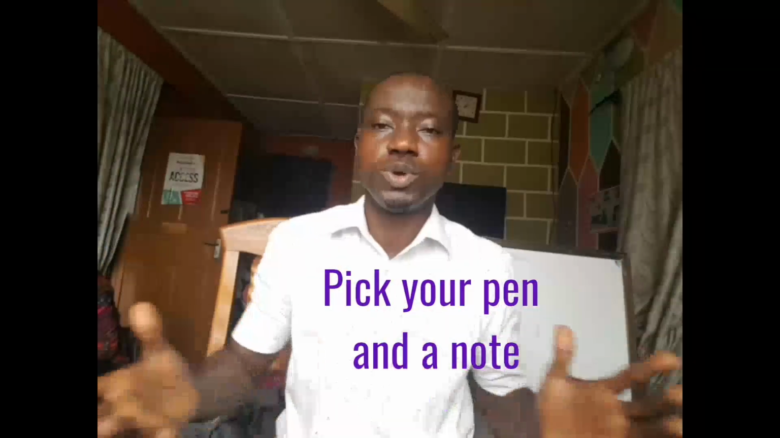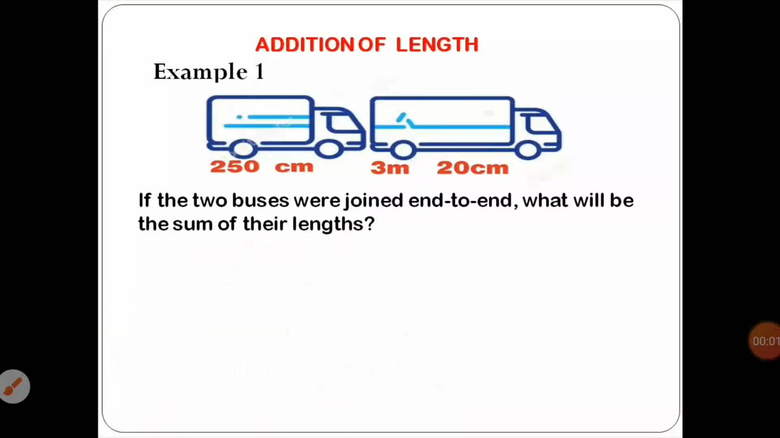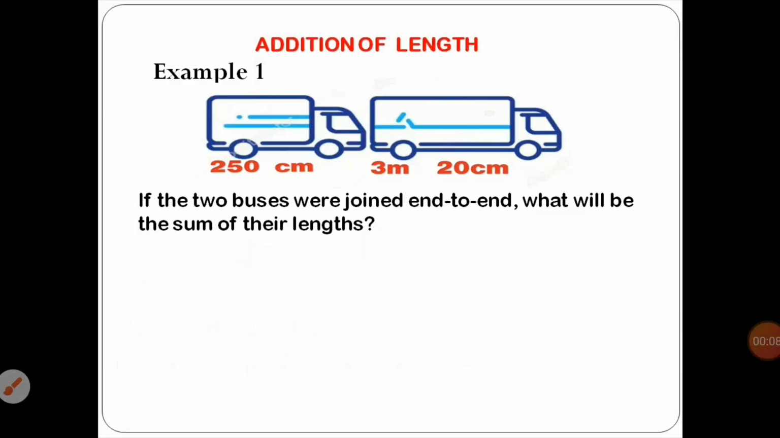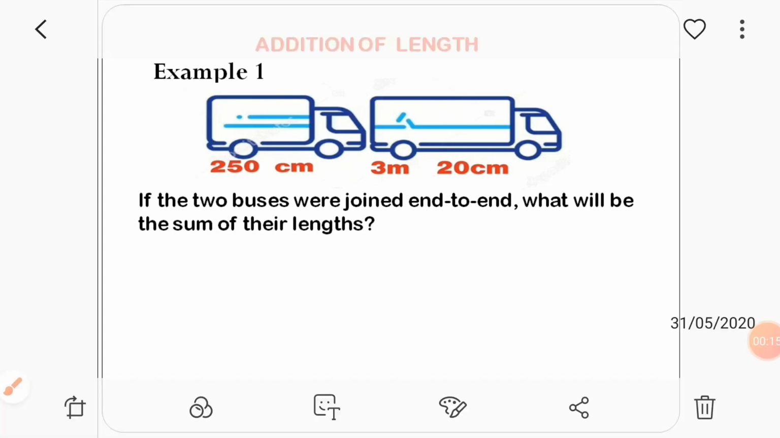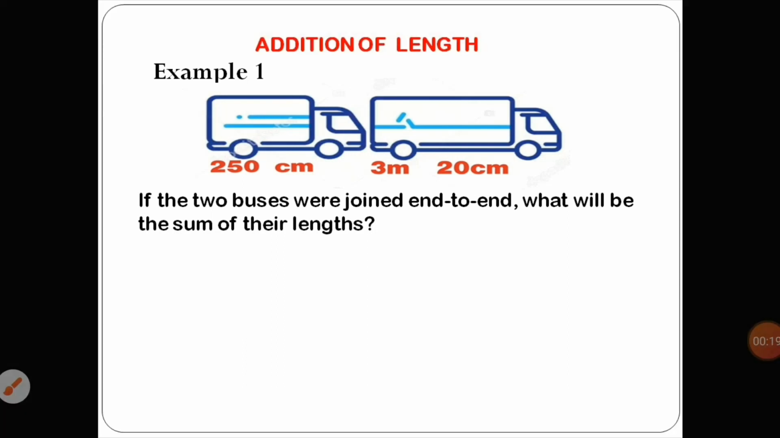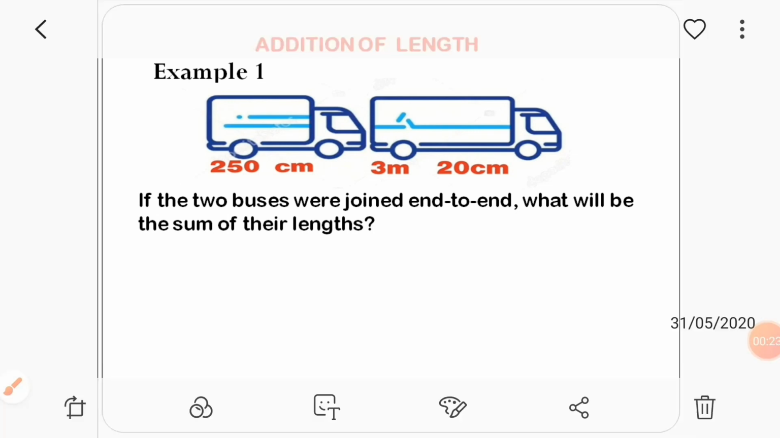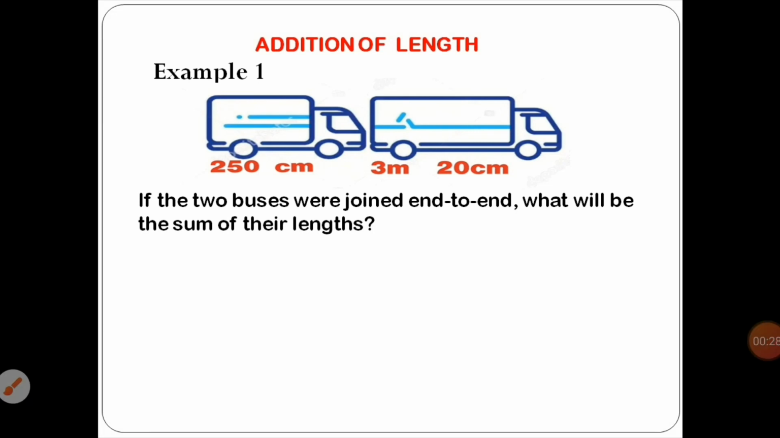So let's go through our classes today. We start straight away. The first example: we have two buses. The first one is 250 centimeters long. The second one is 3 meters 20 centimeters long. If the two buses were joined end to end, what will be the sum of their lengths? That simply means you add the first length to the second one.